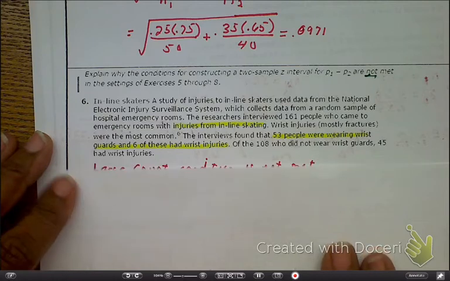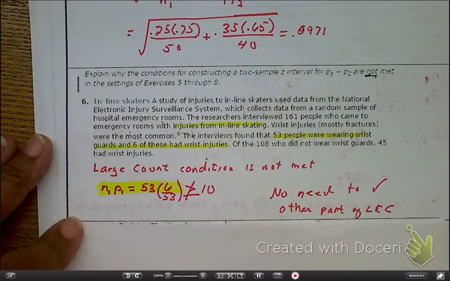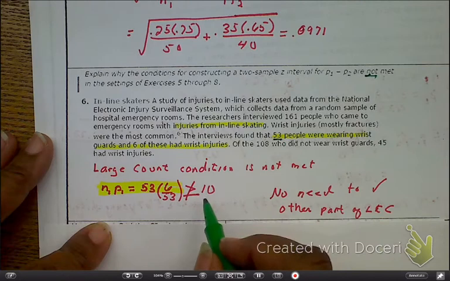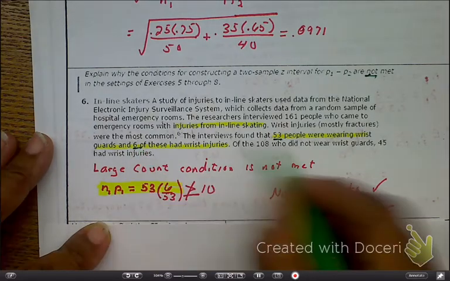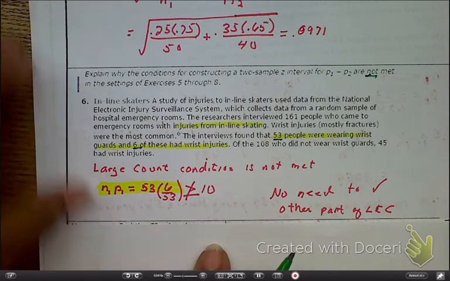Okay, now that you've read it, the large count condition is not met. And the reason is, notice, here we have the group of 53, and the probability of the wrist injury while wearing the band was 6 out of the 53. So it is not greater than 10, so that is why it does not meet it.